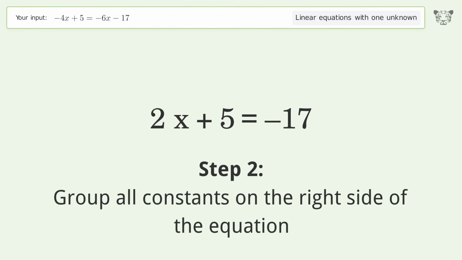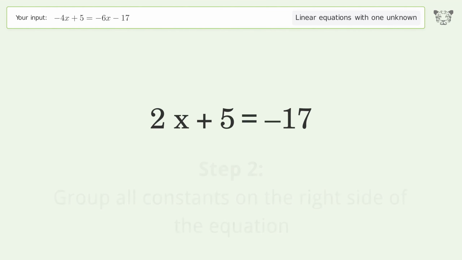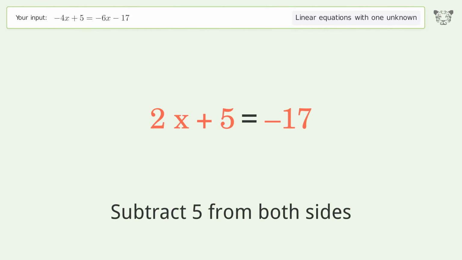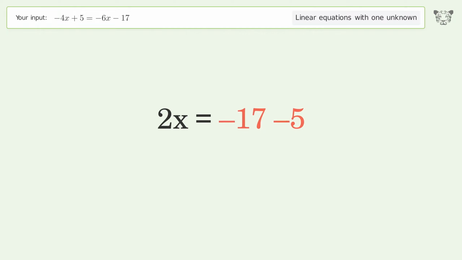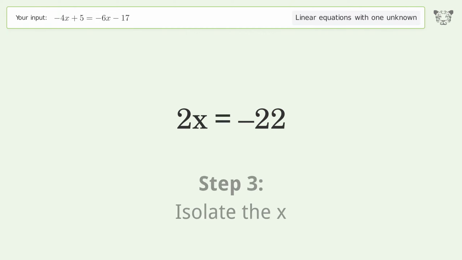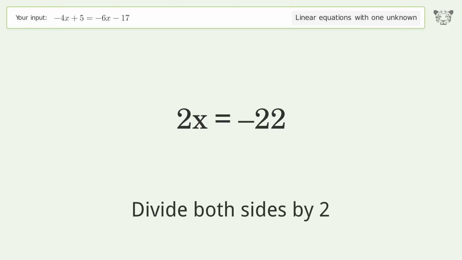Group all constants on the right side of the equation. Subtract 5 from both sides. Simplify the arithmetic. Isolate the x. Divide both sides by 2.